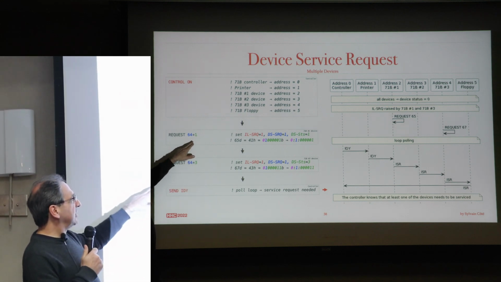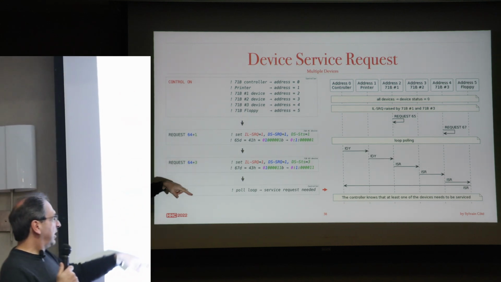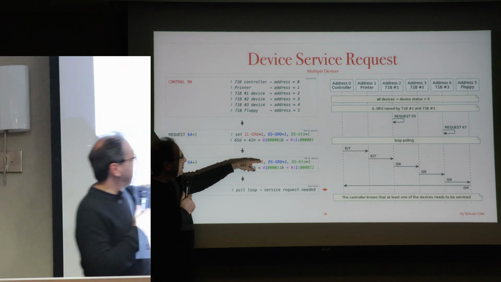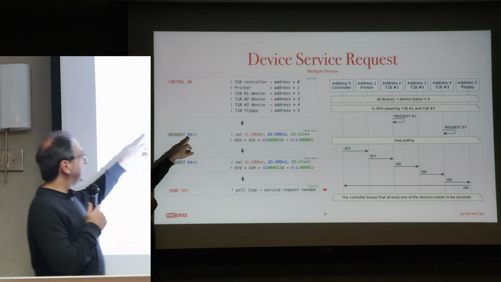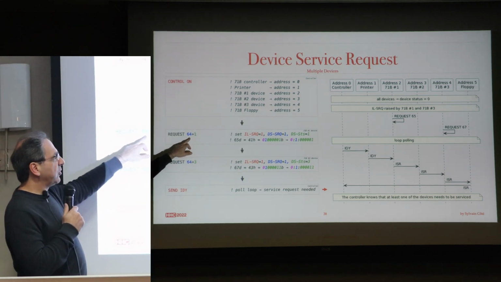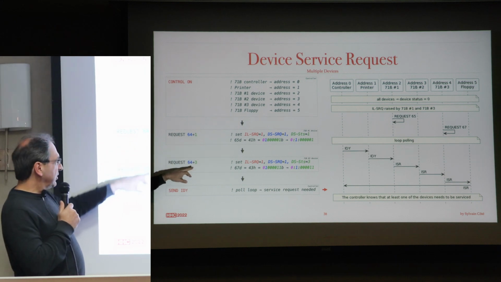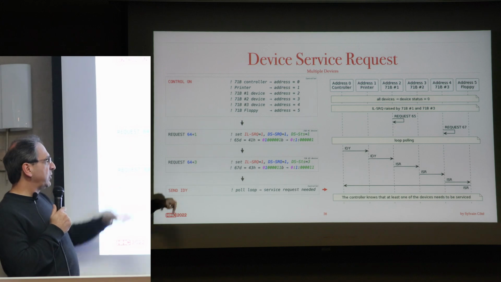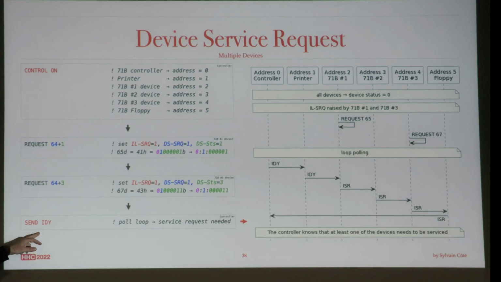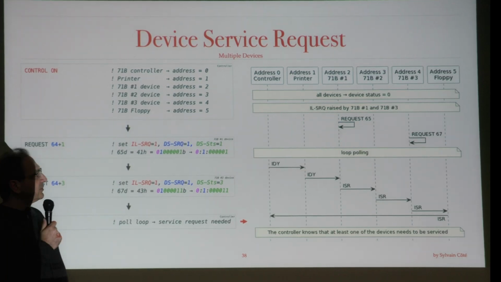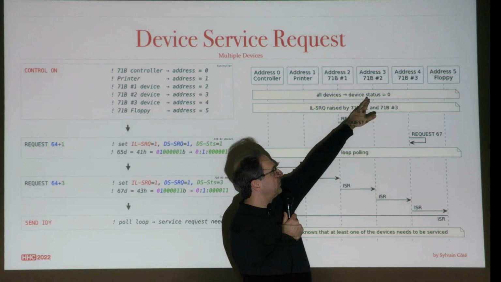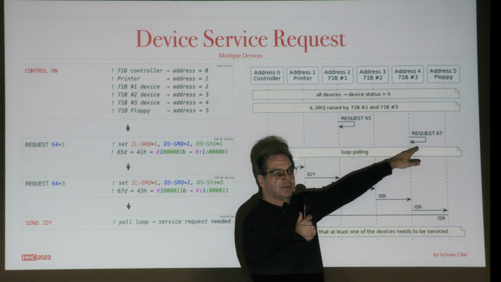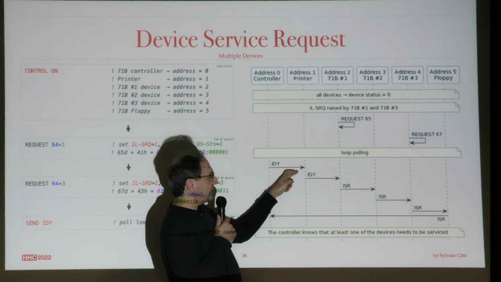Okay, then I'm going to set on a device. I'm going to set on device 1 a status 65, or 64 plus 1, and on device number 3, I'm going to set another status, 64 plus 3, and I'm going to send an identity message. So what will happen? All devices have the device status at 0. I'm setting 65 here and 67 here. And I'm going to send an identity message.